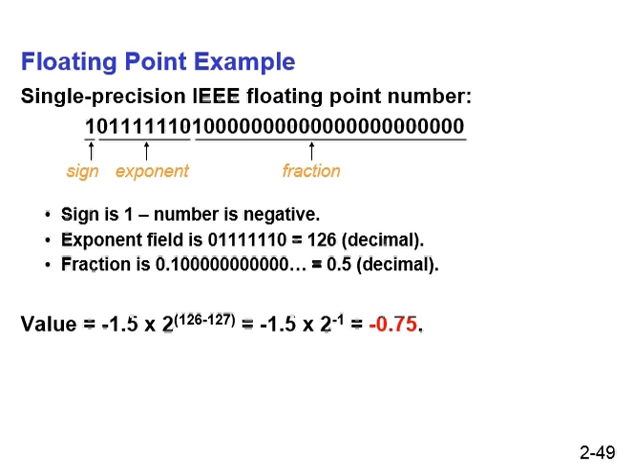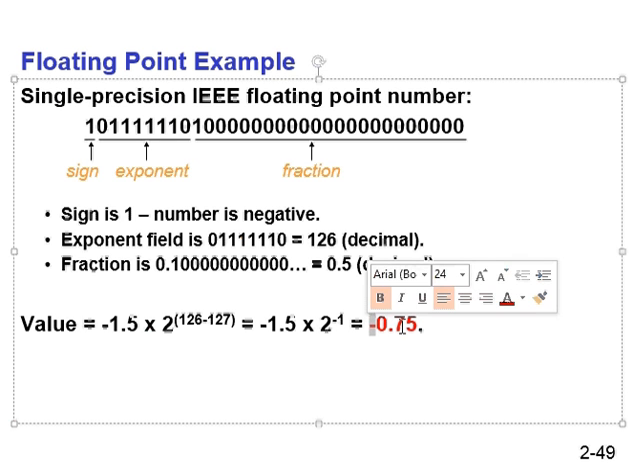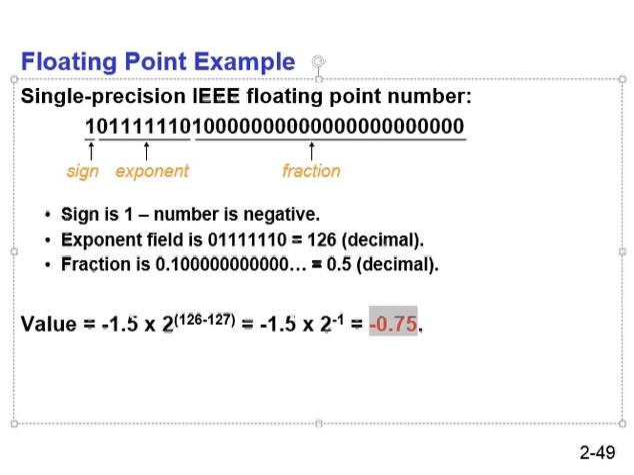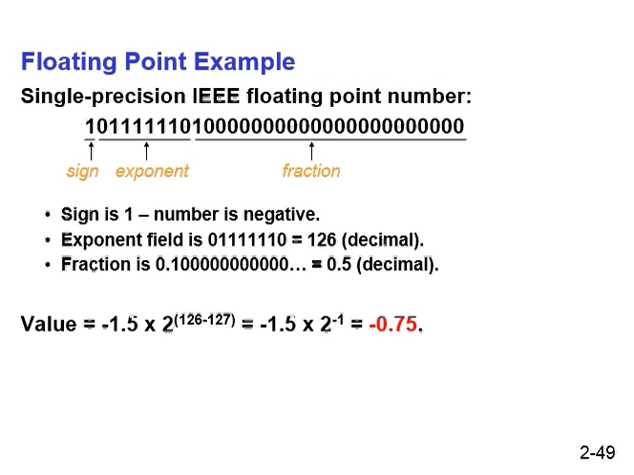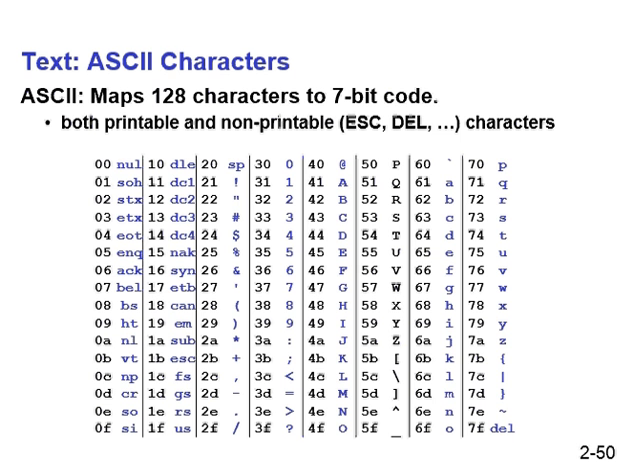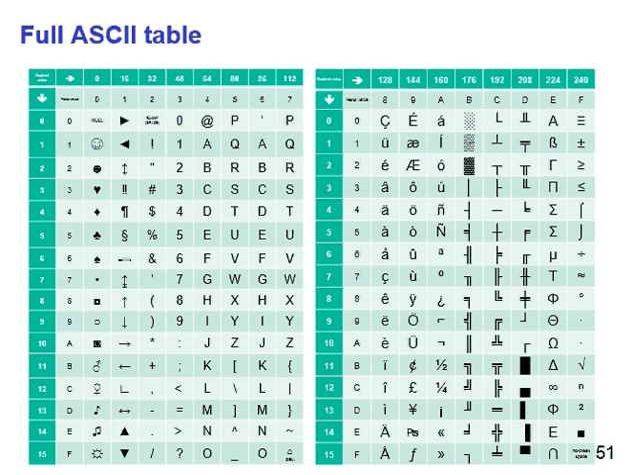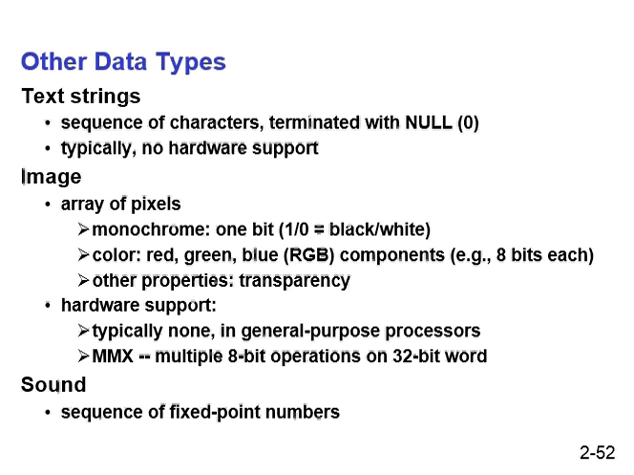For example, in front of you, you have a 32-bit floating point number. And how can you get the value in decimal? Minus 0.75 in decimal. And the text with ASCII characters. The full ASCII table with the other data types.